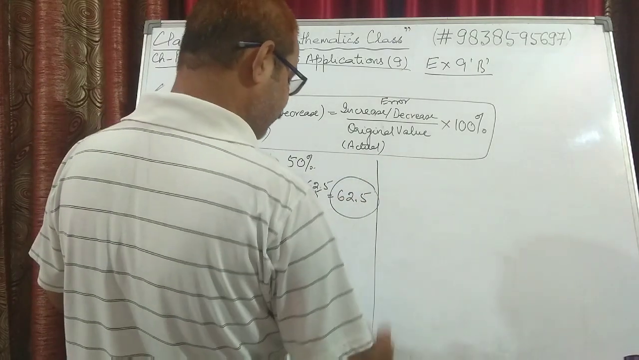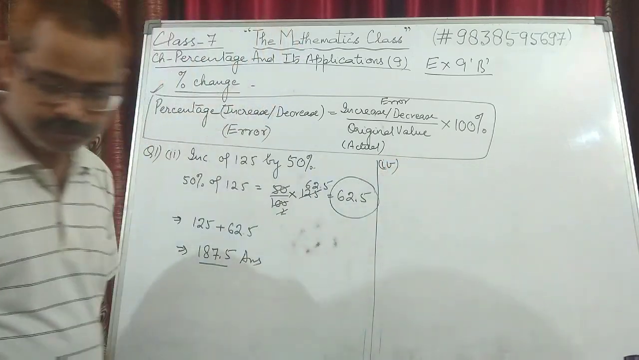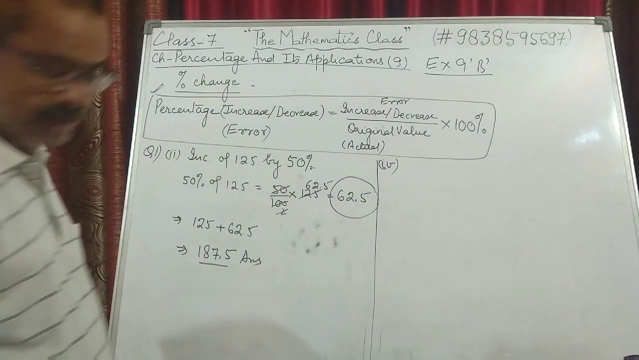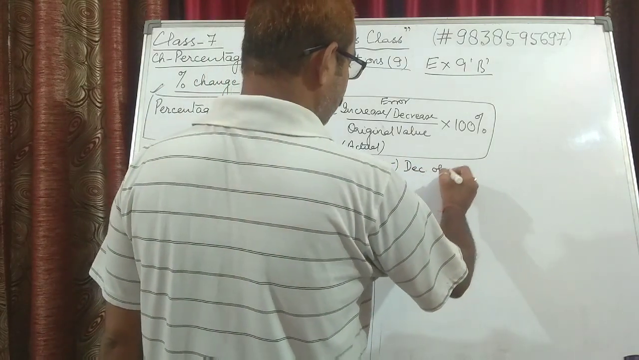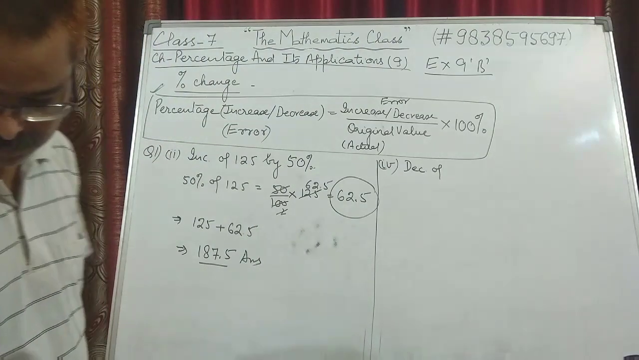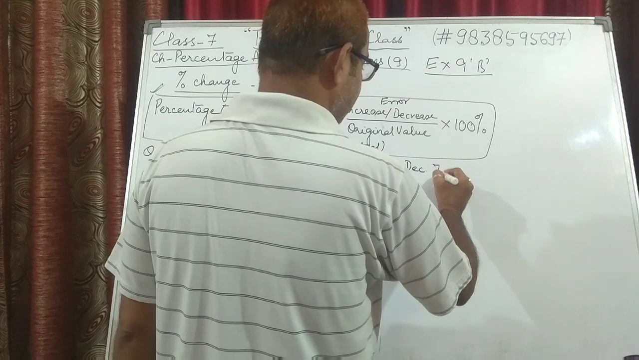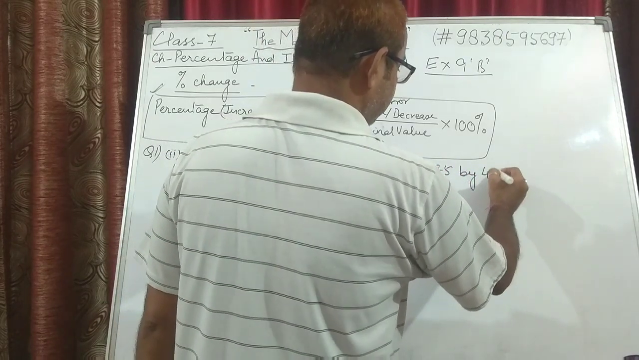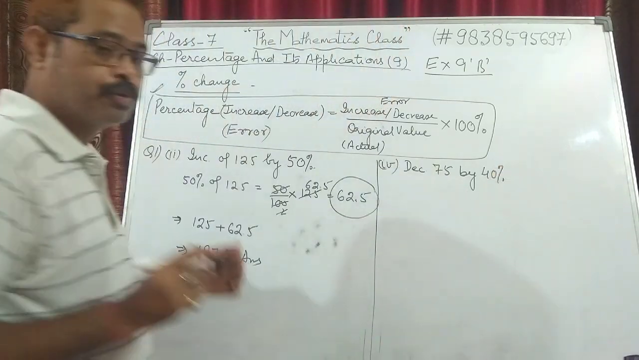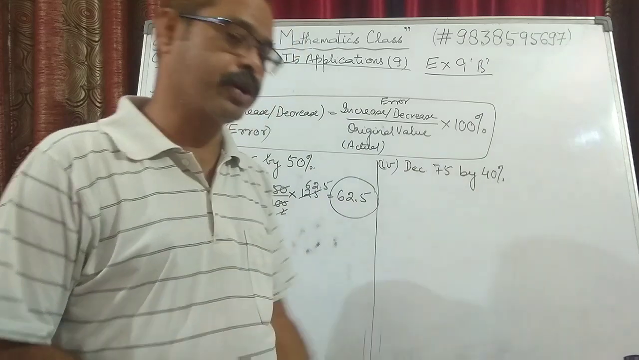Now similarly, I will be talking about question number 1, fourth part. In the fourth part, they say decrease of 75 by 40%. It means that you have to reduce 75 by its 40%.